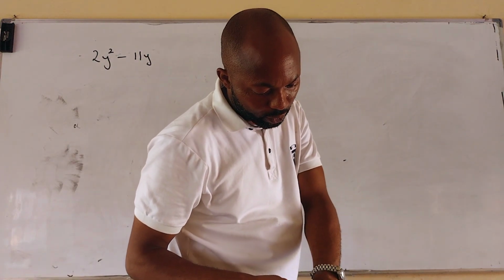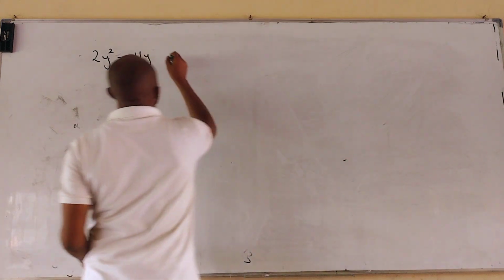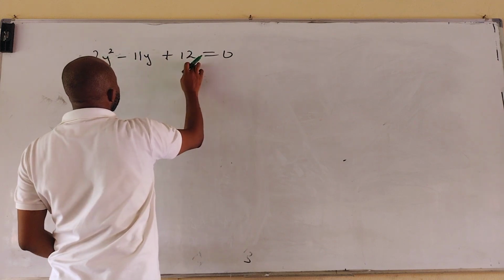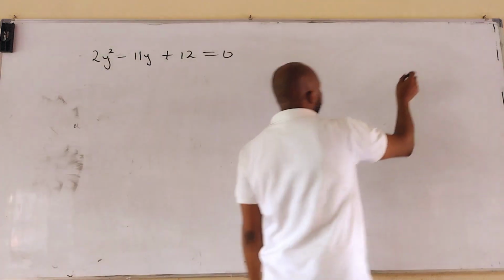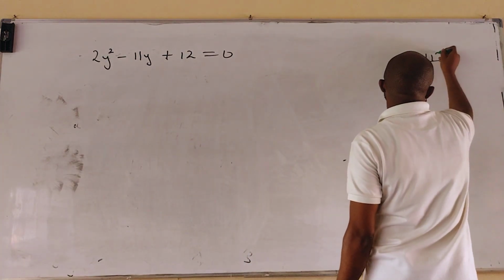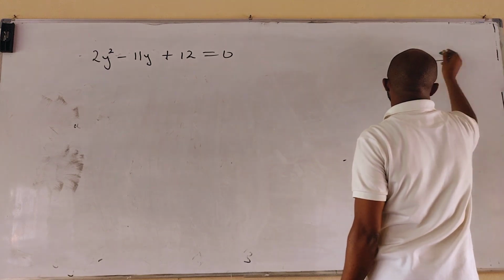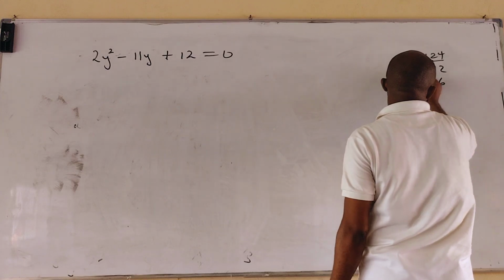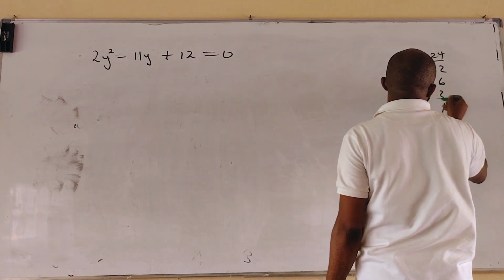2y squared minus 11y plus 12 equals 0. 2 times 12 is 24, so we use 24 as the factor. And get the factors of 24: 2 goes here is 12, 2 goes here is 6, 2 goes here is 3, 3 goes here is 1.